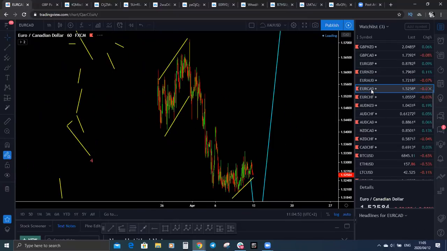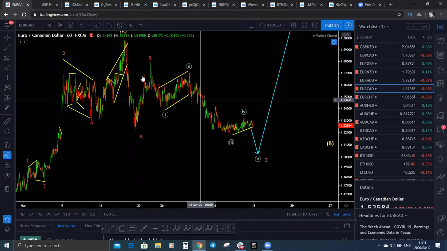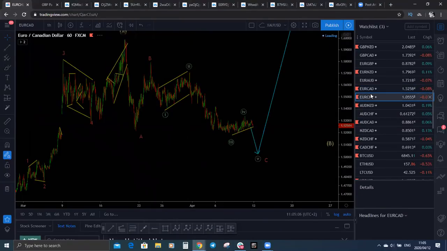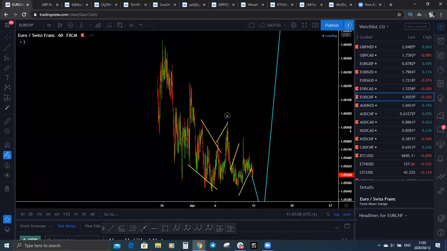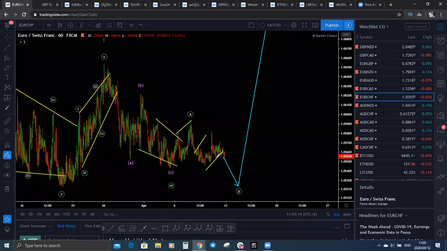EURCAD, one more down as well. Looking for downside. It's a corrective structure. It's going to come down before we make a move to the upside. EURJPY, same as the rest of the euro pairs. We're looking for one down and then upside.